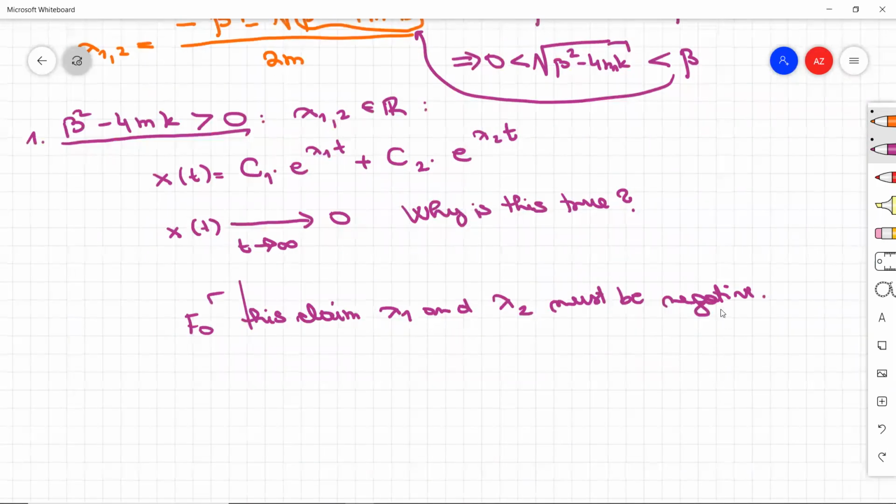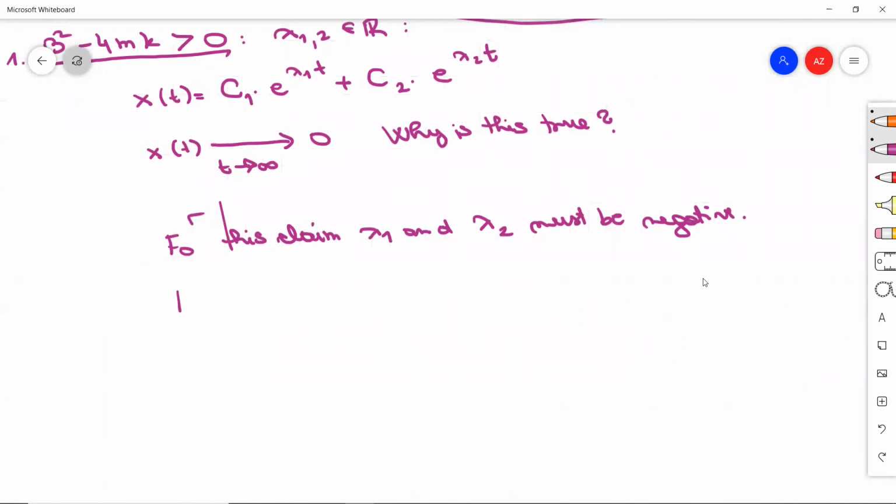So yeah, okay. From the formula, we see that lambda 1 and lambda 2 are indeed negative.